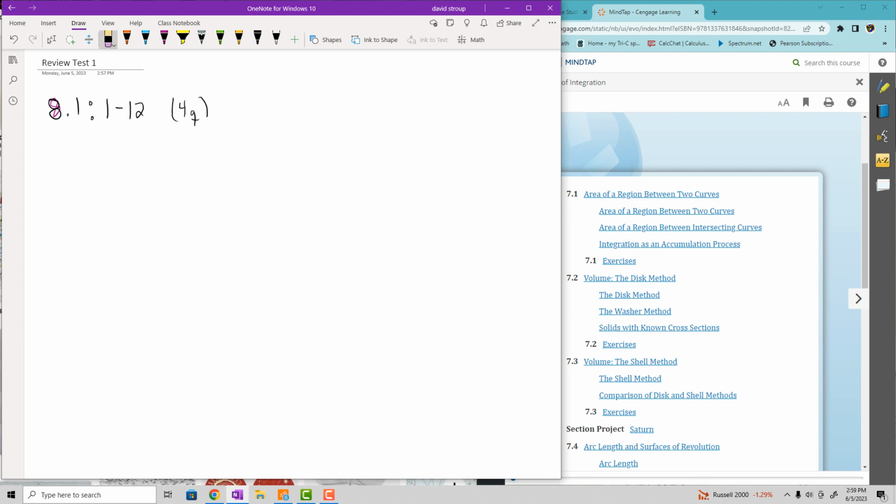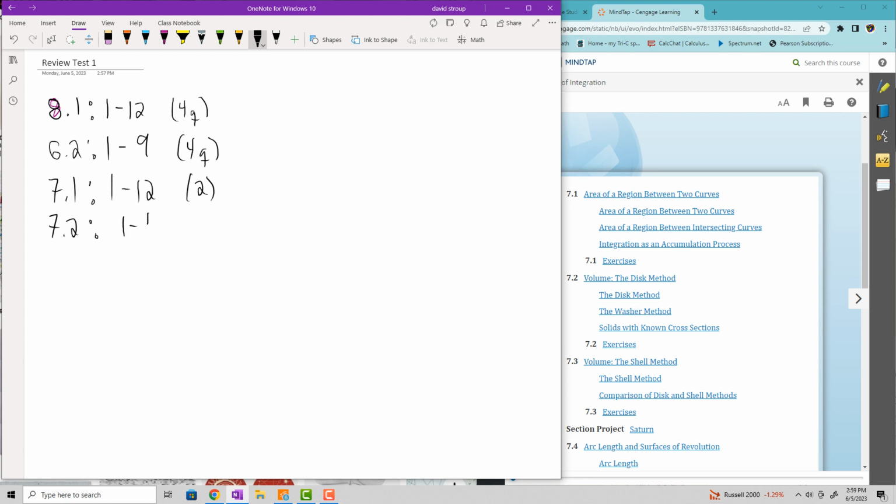Next section is 6.2. From there, I'll pick problems like 1 to 9, and again, I'm going to pick about 4 of those. 7.1, questions 1 to 12, and from there I'm just going to take about 2 of them.